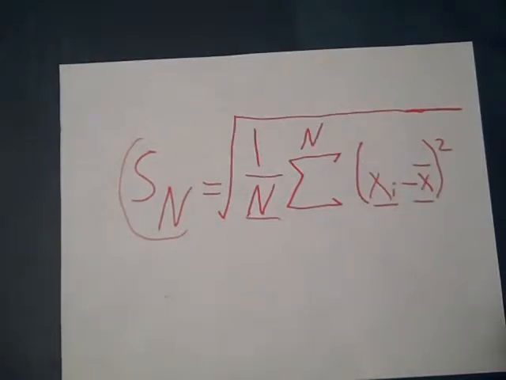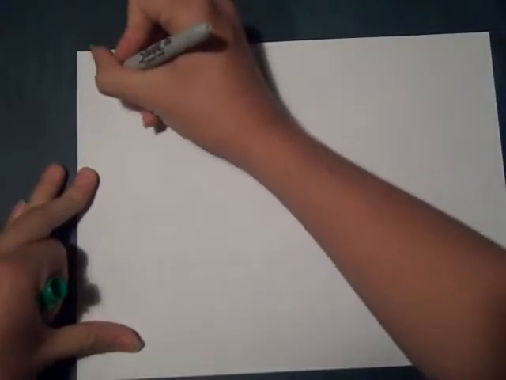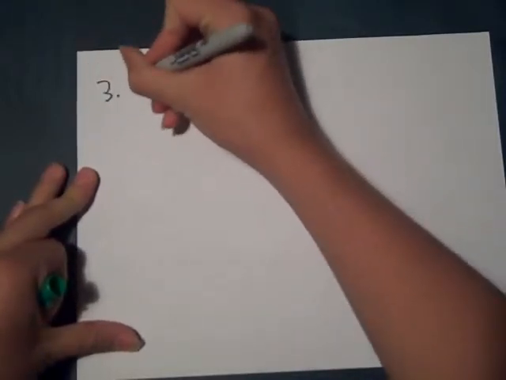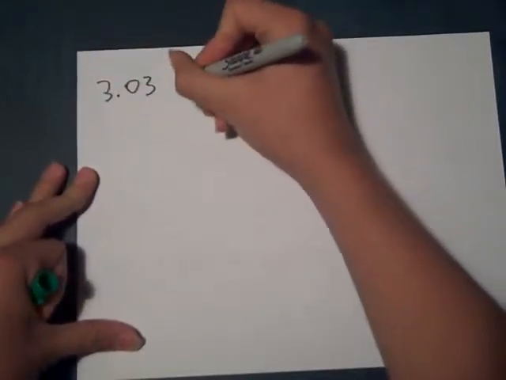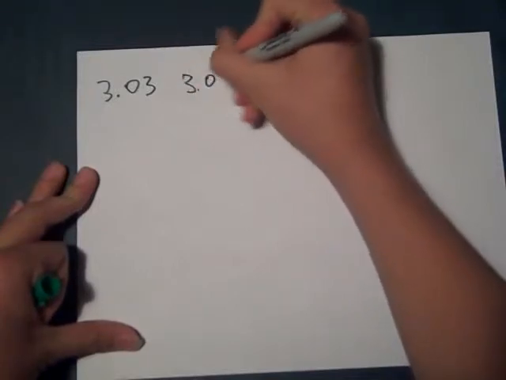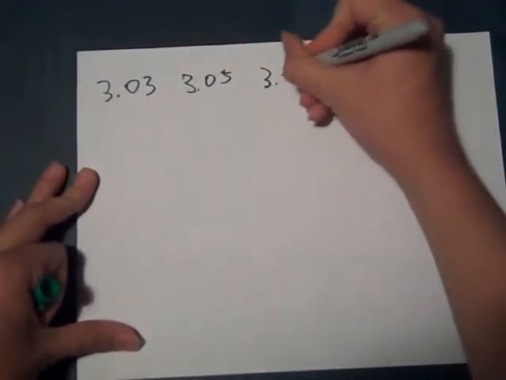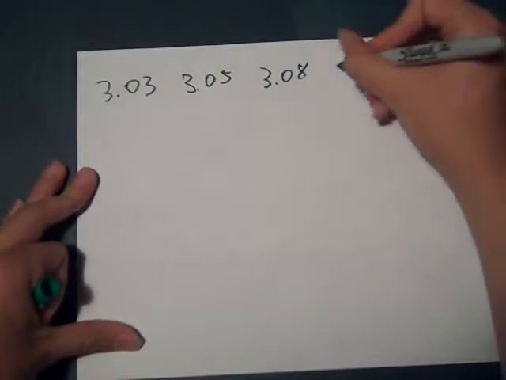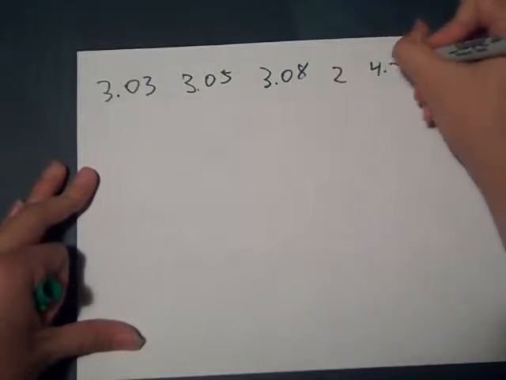So, to show it further, I will just do an example problem. So let's say we have 5 points of data for this. 3.03, 3.05, 3.08, 2, and 4.2.